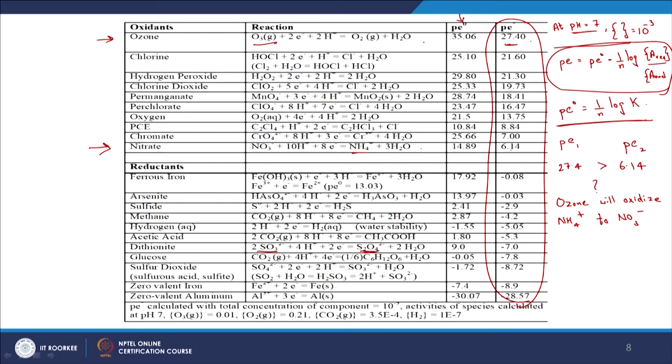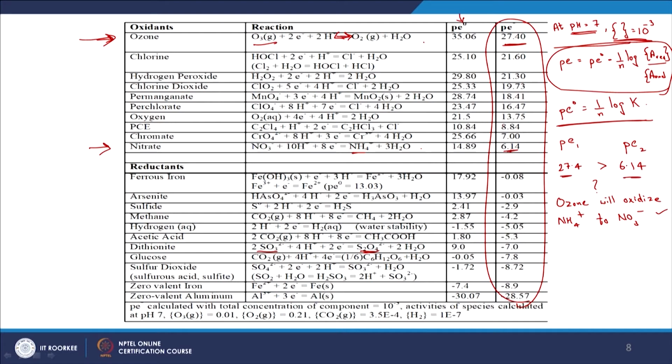So here, by looking at the two pe values for this scenario, when pH equals 7 and the activities are equal to 10 power minus 3, we have this pe for ozone, 27.4, and 6.14 for the nitrate half reaction. By comparing the two pe values, I see pe1 is greater than pe2. So what does this mean? This particular reaction will go through as written, from left to right, while the other will proceed from right to left, so it would not go as reduction but as oxidation. Here we have reduction, gain of electrons; here we have the loss of electrons if this is reversed. So that is what you will observe.